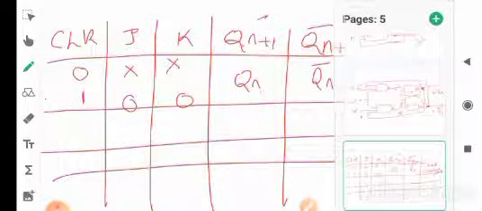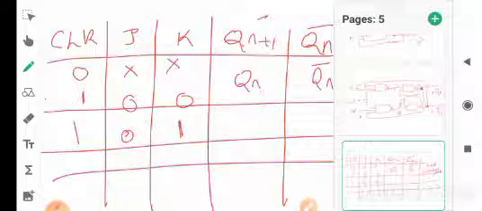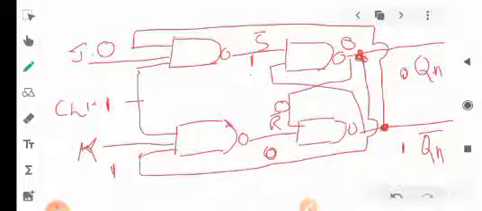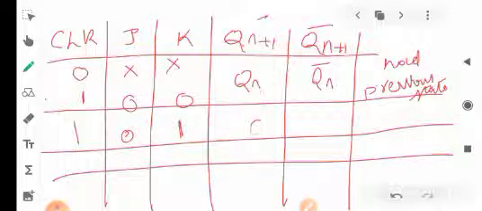Qn, when clock is given, when clock is high, when J is equal to 0 and K is equal to 1, then we are getting Qn is equal to what? Qn is equal to 0 and Qn+1 is equal to 1. So this we call as the reset state. Reset.